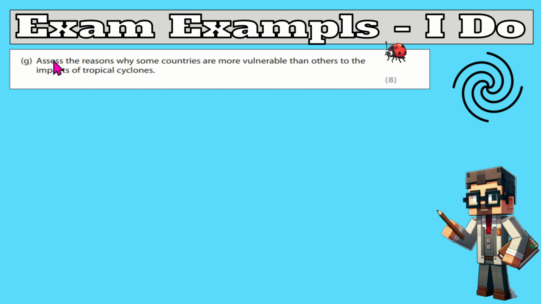So first of all, bug the question. Doesn't matter whether it's a 2-mark explain question or an 8-marker. Break the question down. Assess is the command word. Reasons, countries, vulnerable, cyclones. So I know this question is about why some countries are more vulnerable than others to cyclones. Glance at the marks and see it's an 8-marker. Often these assess questions will be 12 markers, and 4 of those marks will come for spelling, punctuation, and grammar. This is not the case for this question.